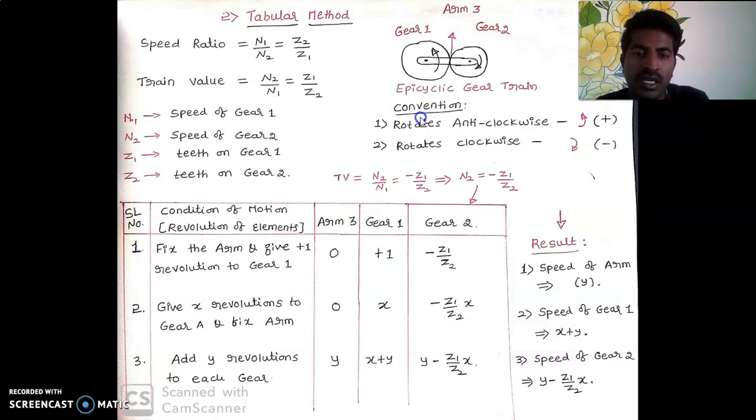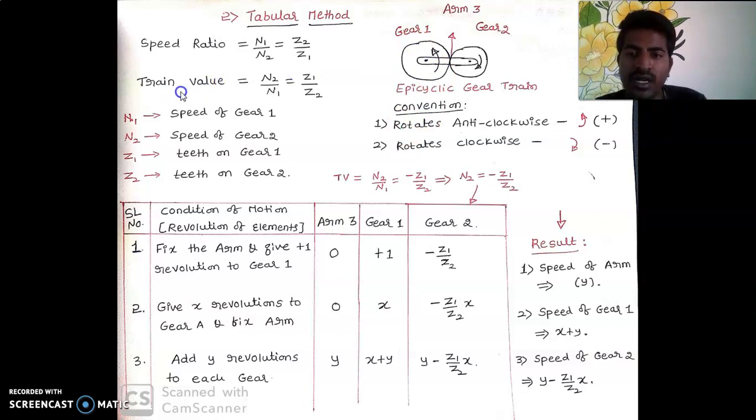Now let us see the sign convention, which is very important here. If the gear rotates in a counterclockwise or anti-clockwise direction, its sign is taken as positive, and if the gear rotates in a clockwise direction, it is taken as negative. Please remember this sign convention, which is very important when you are solving numericals.